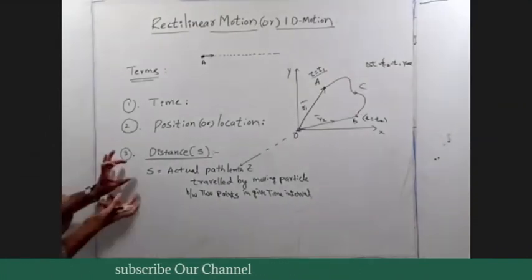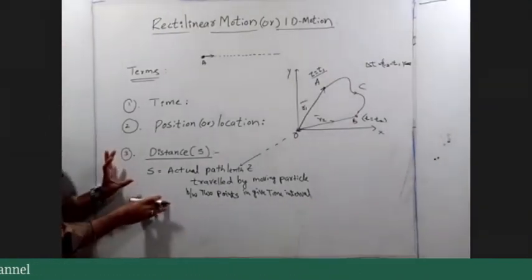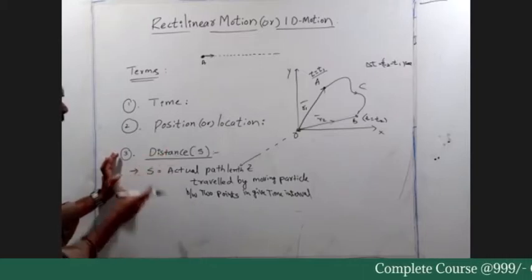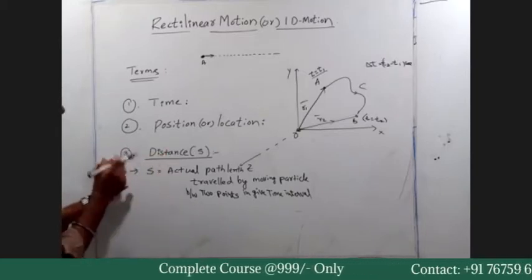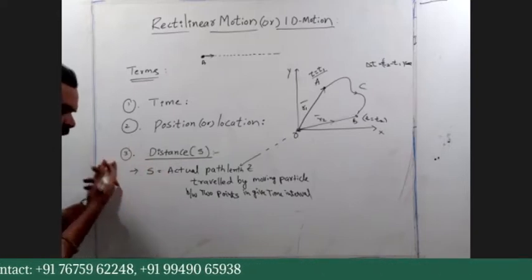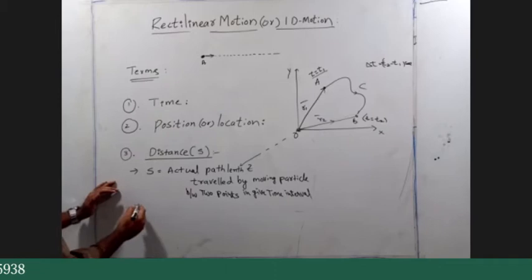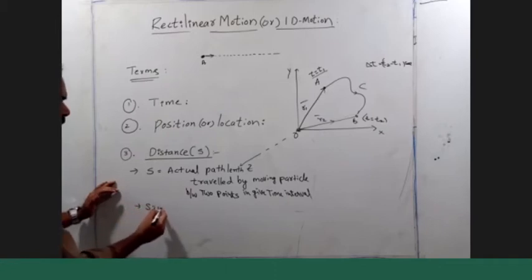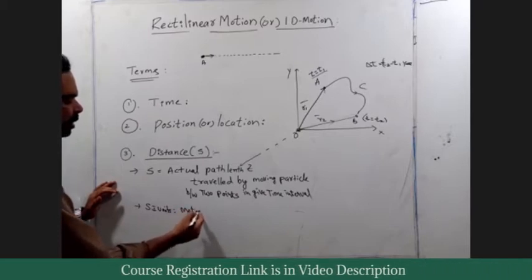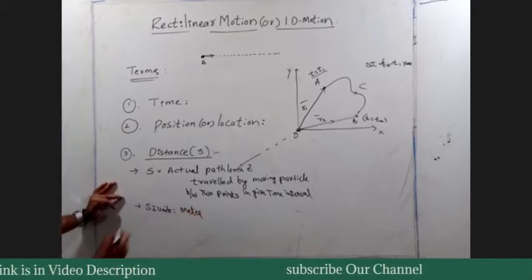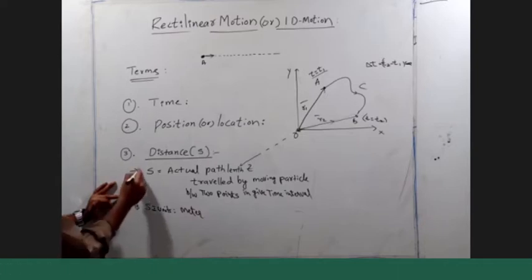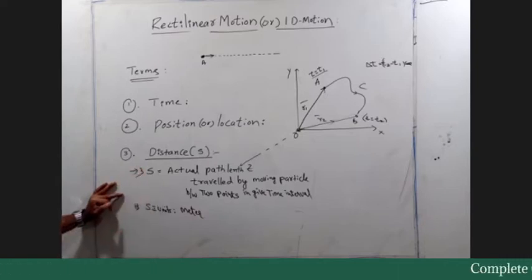The other important facts about distance are these. This distance is a length, an actual length, so the SI unit of distance is meter. This is one point, the units of distance. This is the first point in defining distance.